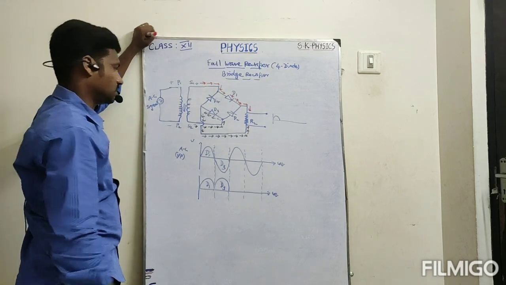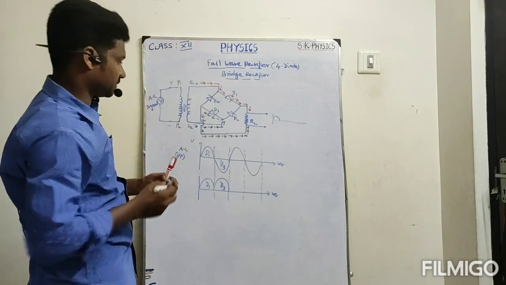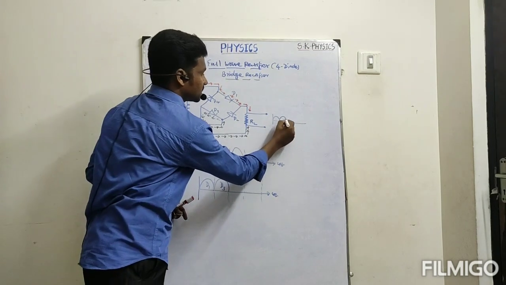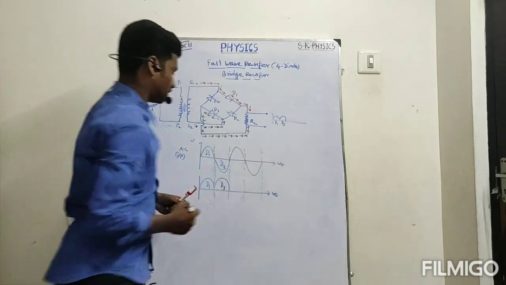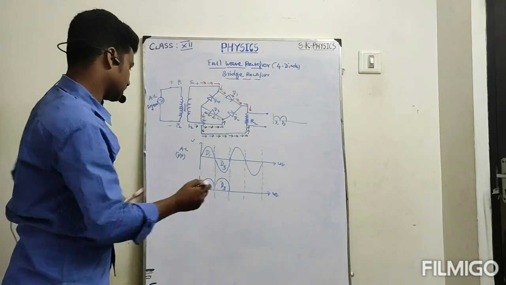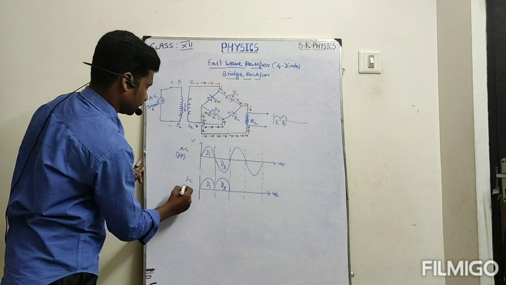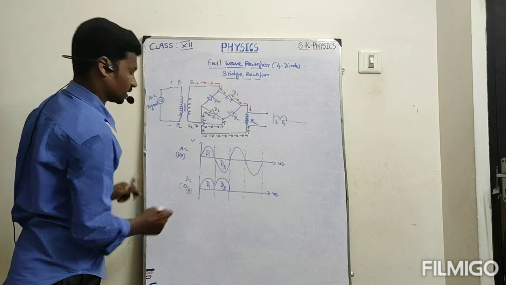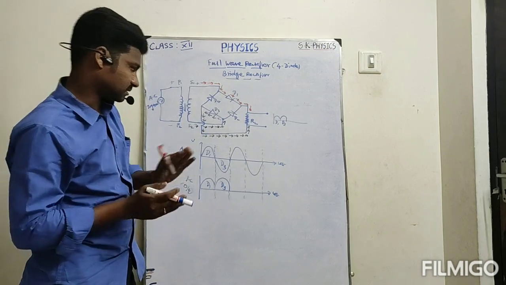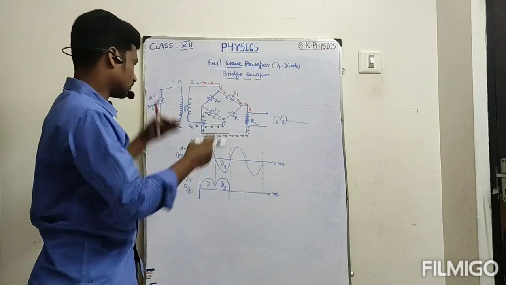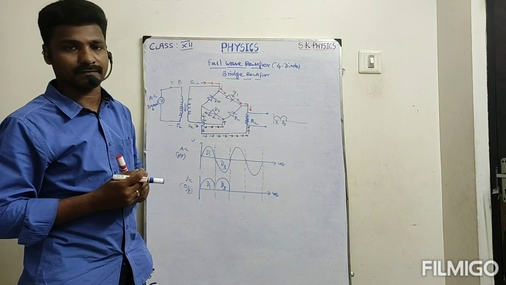Right, so this is the first cycle. It's due to D1 and due to D3. So this is that DC output source. Like that, one more cycle is there. Now the cycle will be interchanged. Then what happens?